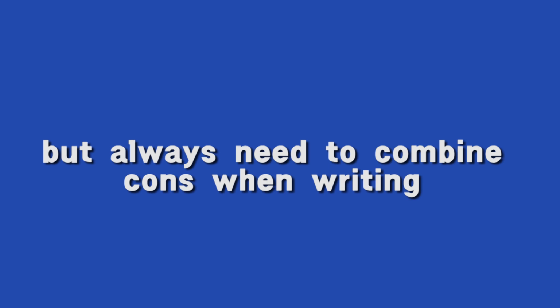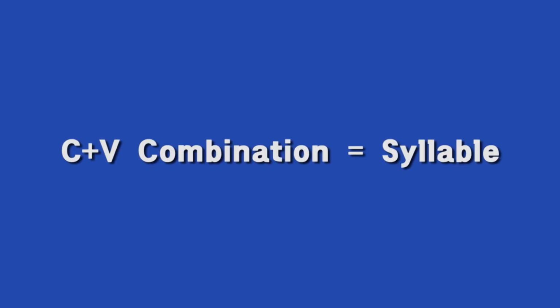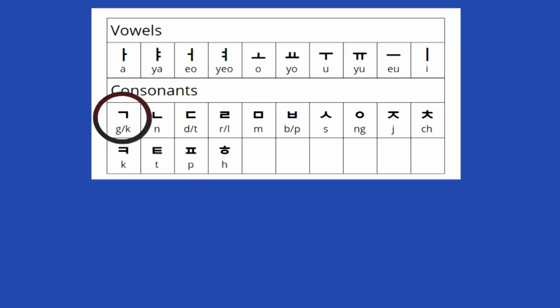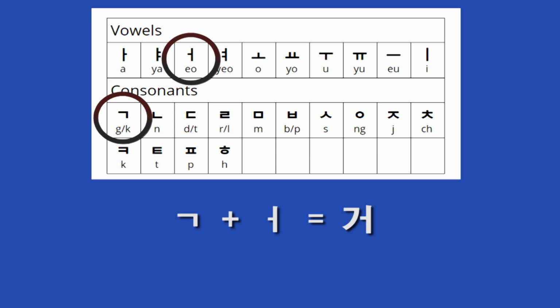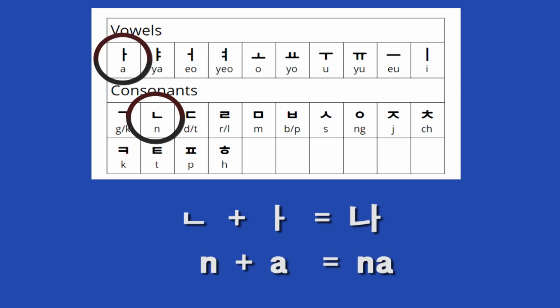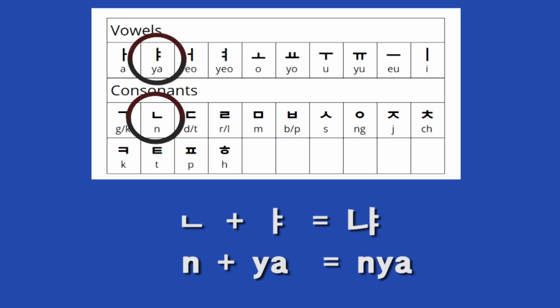So let's start off with consonants. K, n, d, r, m, b, s, ng, z, ch, k, t, p, h. Very simple. Now if you combine those consonants and vowels, it will make one syllable. Start with this word. K and a, you combine: ka. K and o, ko. It just goes like this. N and a, na. N and ya, nya. Just combine it, and it makes one syllable.